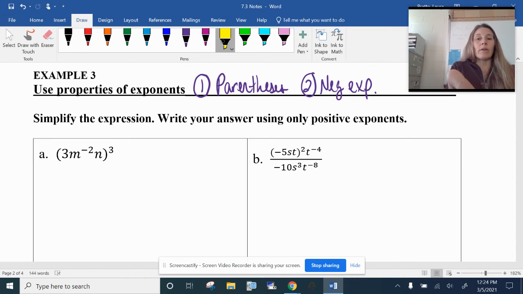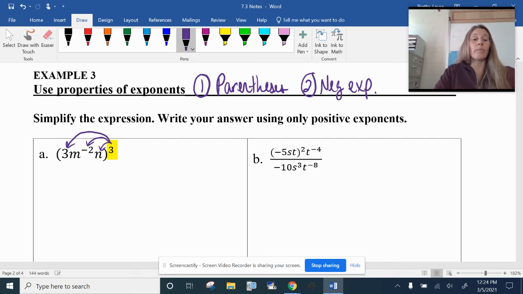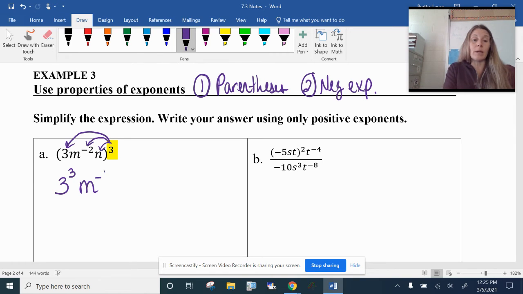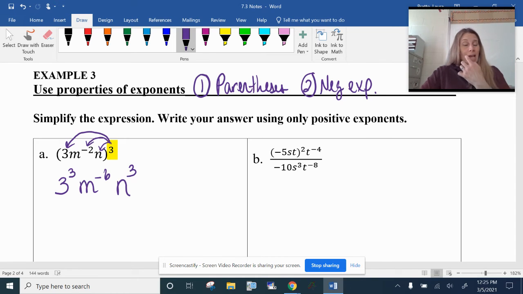So to get rid of my parentheses, any exponent on the outside of the parentheses needs to get applied to each and every part of that product. So the 3 is going to get that exponent of 3. This m to the negative 2 is also going to get it. But remember, when there's already an exponent there and you're distributing another exponent to that, you need to multiply those. So negative 2 times 3 would be negative 6. And then the n is also going to get the exponent of 3.